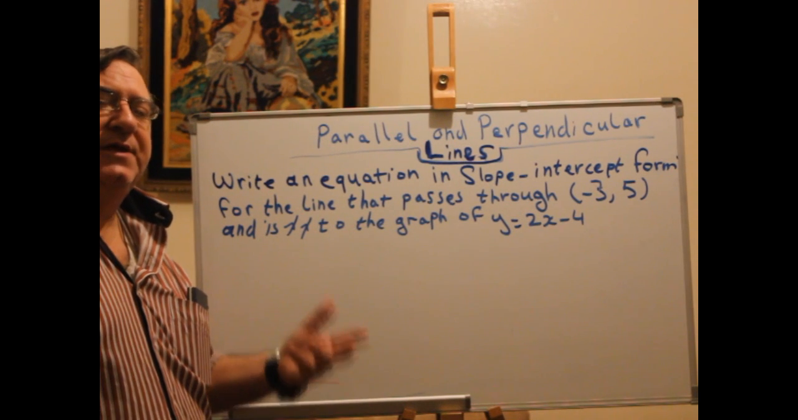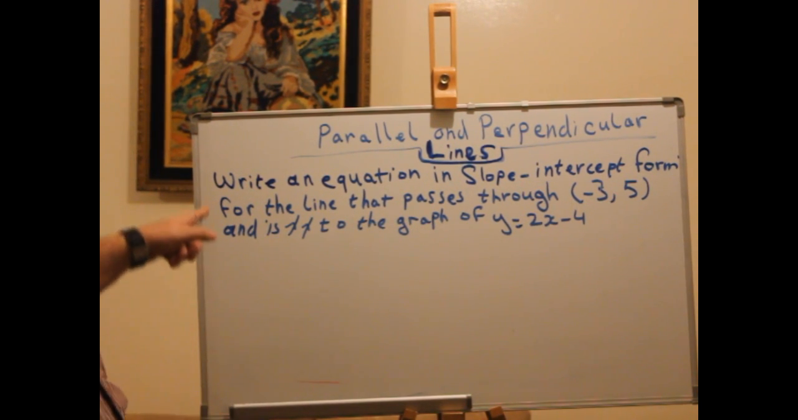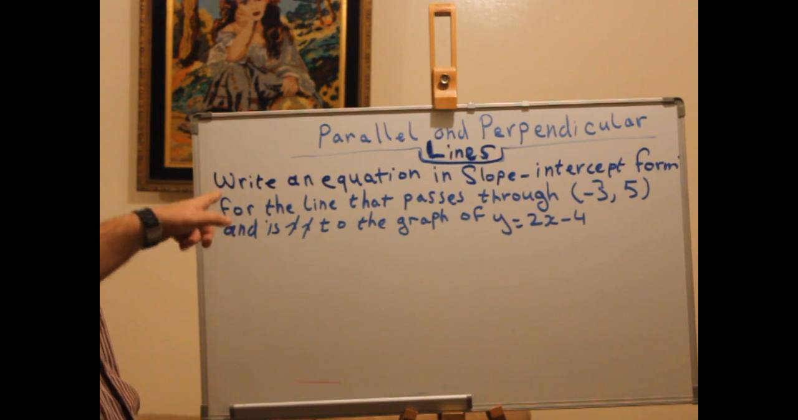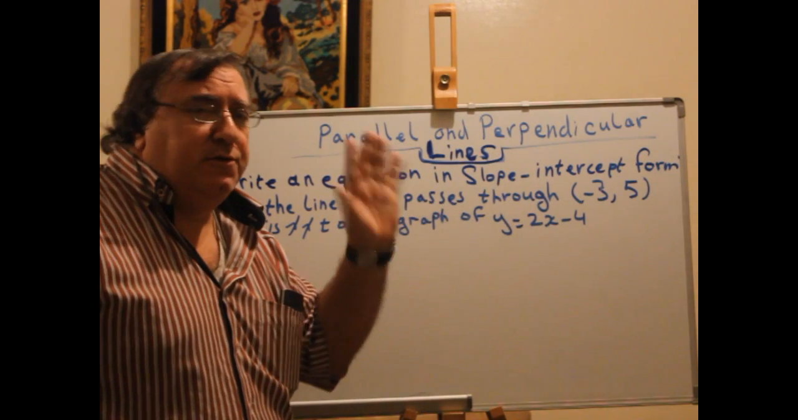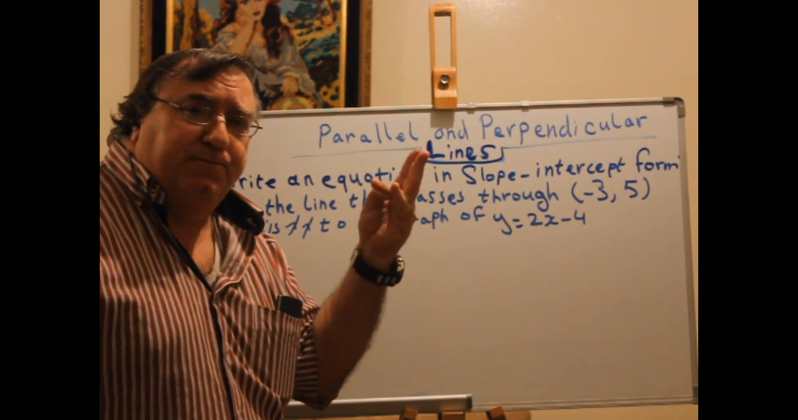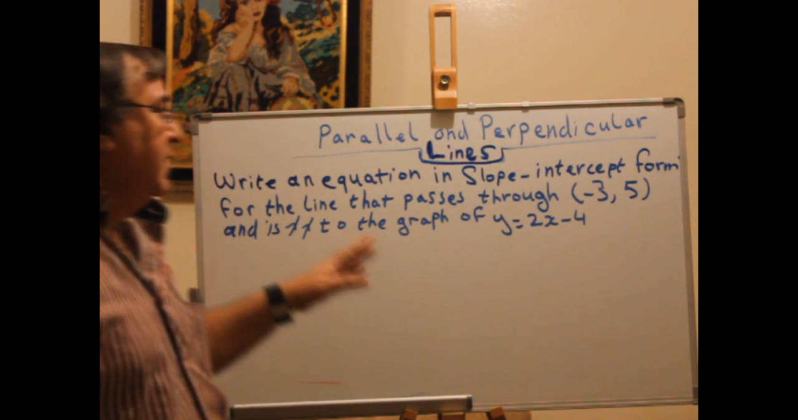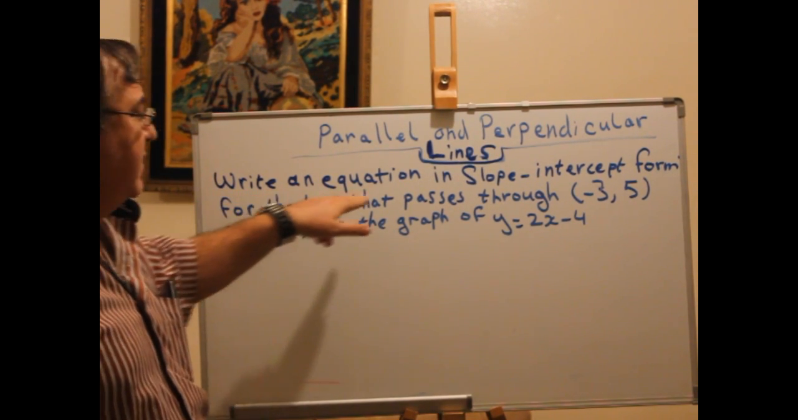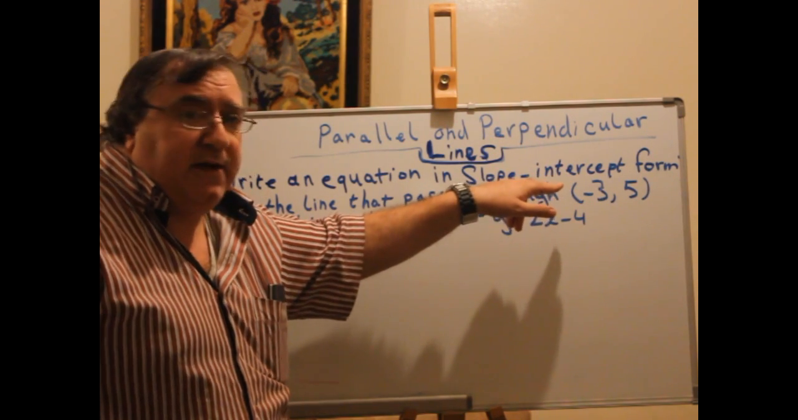Now I will show you the type of questions you face in case you want to solve such kind of problems. First example: write an equation in slope-intercept form. We took the forms: standard form, slope-intercept form, and slope-point form. So he's asking you to write an equation in slope-intercept form. Slope-intercept form is y equals mx plus b.